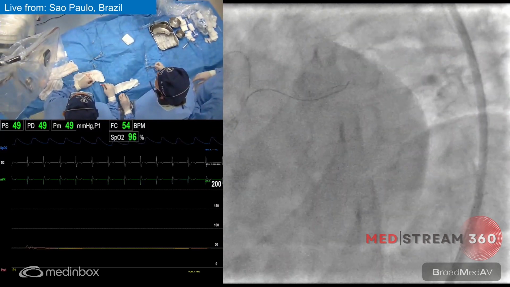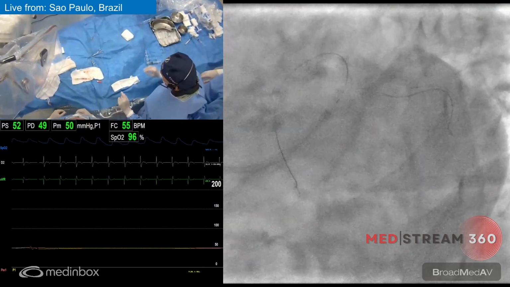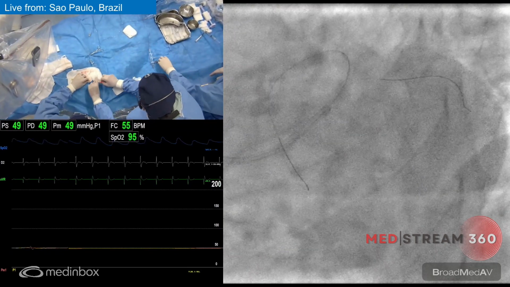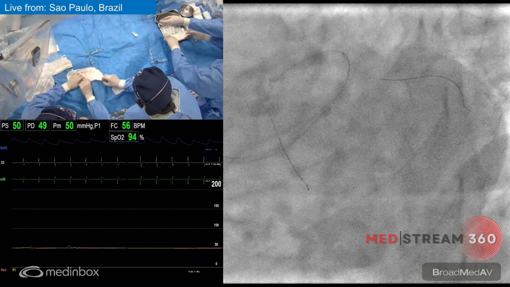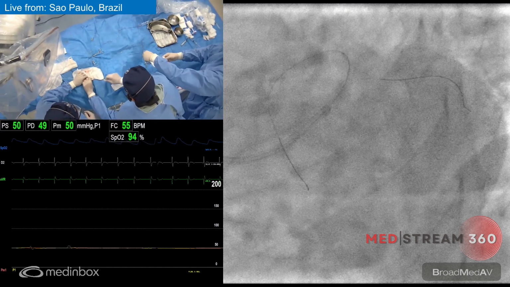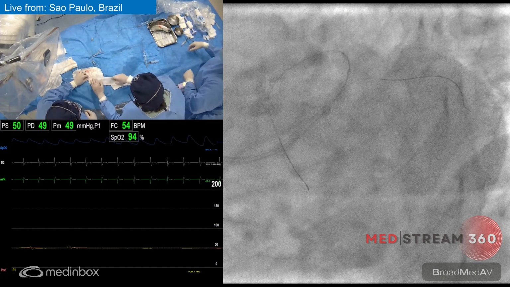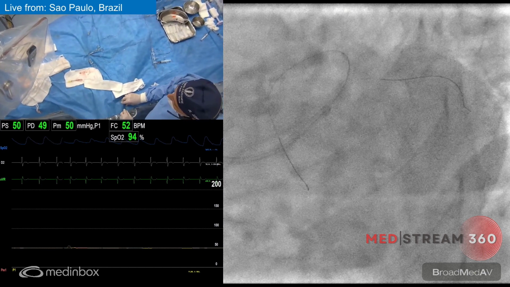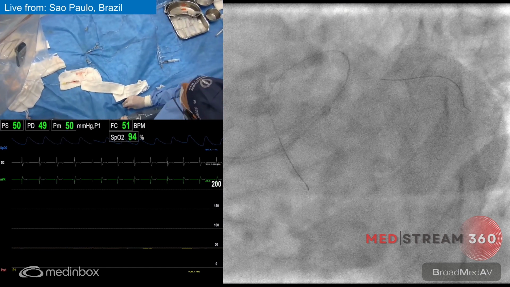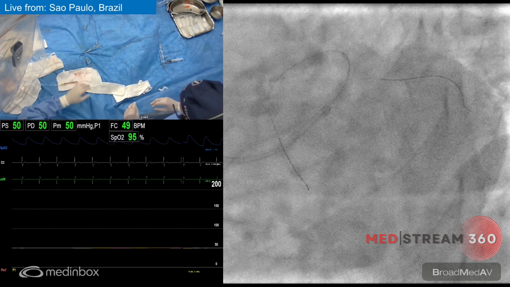Always another important tip when you're dealing with a bifurcation, especially a left main bifurcation with a large circumflex, an important side branch by definition: you should always have a wire there. Always have a wire there, because you're less likely to have an occlusion if you have a wire, and if you have to recross, that serves as a marker for you to recross and preserve patency throughout the procedure.